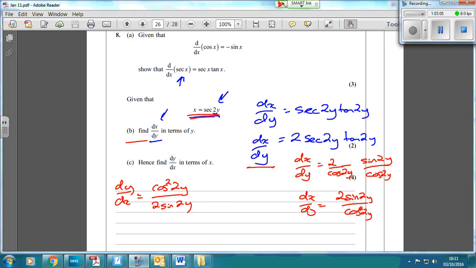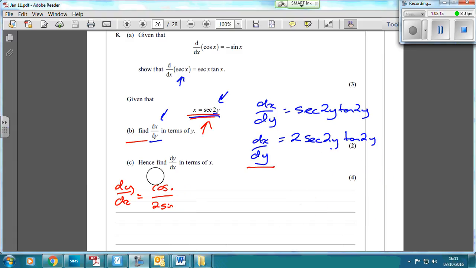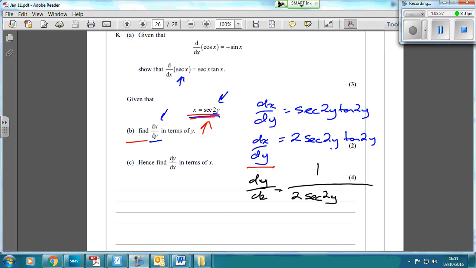In fact, I've just had a look back at this here. I wouldn't do that at all. Sorry. So dx by dy is this one. So dy by dx equals 1 over 2 sec 2y tan 2y.